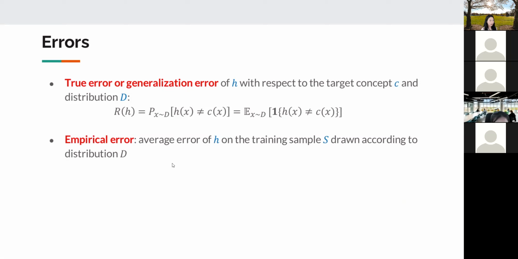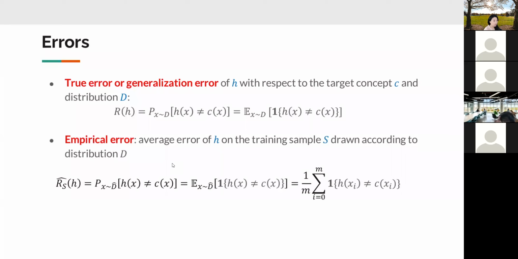So what is the empirical error? It is the average error of H. Sorry, is there any question? Lara is asking, is H of X or C of X the true label? C of X is the true label. C is the target concept, the underlying thing that you don't know. Okay, wonderful. So coming back to empirical error, it is the average error of H, any hypothesis, on the training sample S. It is on a specific training sample, that's why it's called empirical error. Each example in that training sample is drawn IID from D.